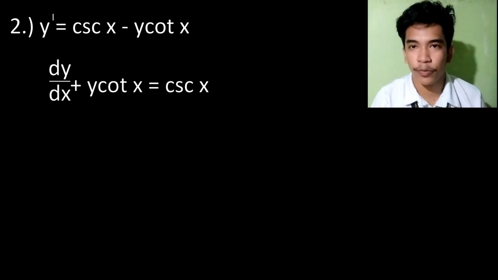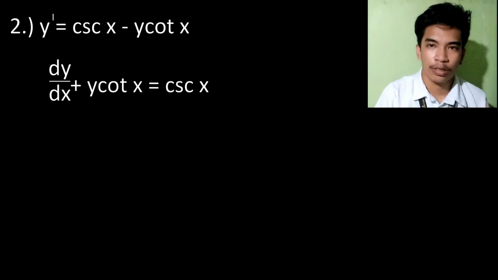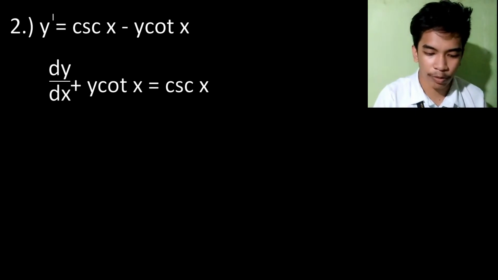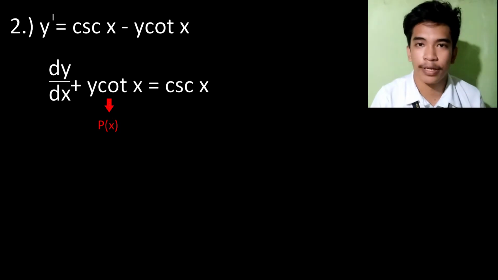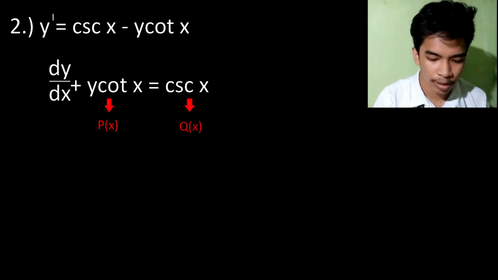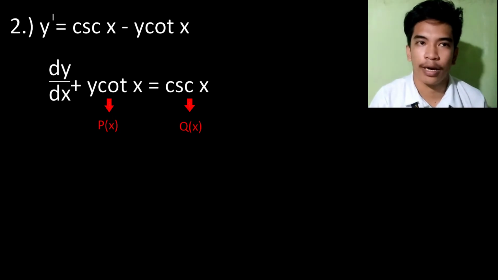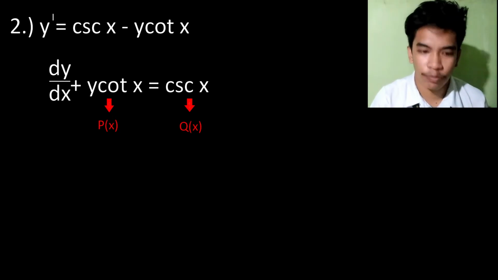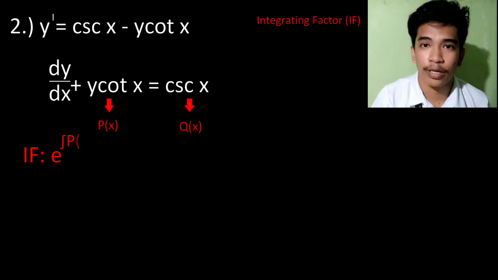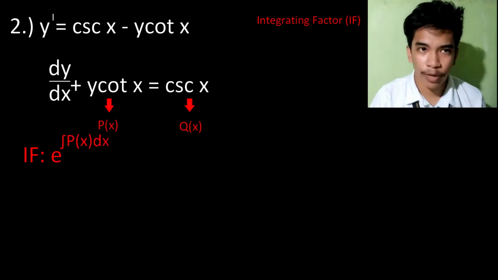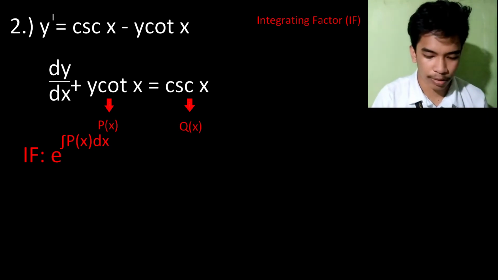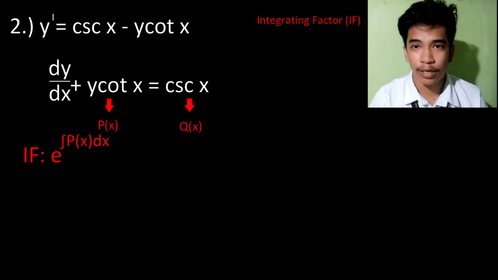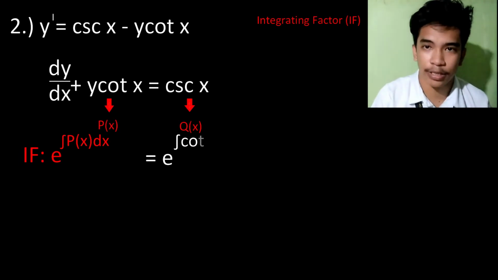And then identify natin yung p of x natin at yung q of x. The p of x natin is yung may coefficient ng y, which is the cotangent x. And next, yung q of x naman natin is yung cosecant x. Then, determining the IF, gagamitin natin yung formula na e raised to the integral of p of x dx. Ano yung p of x natin? Yung cotangent x. Then, e raised to the integral of cotangent x dx.